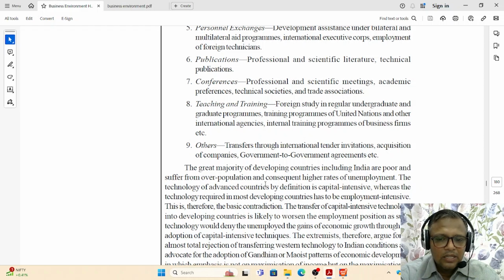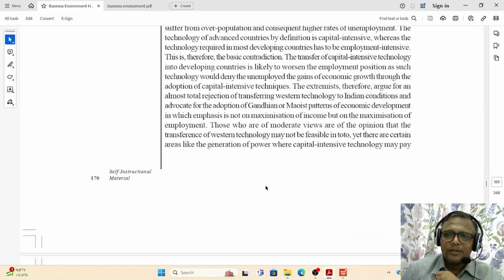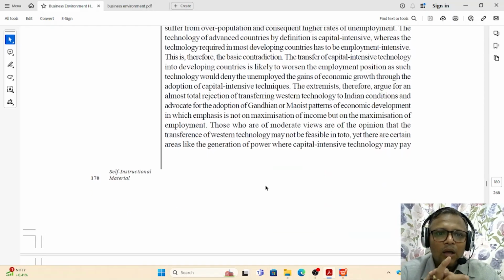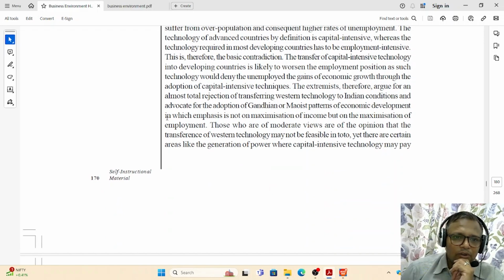The extremists therefore argue for almost total rejection of transferring Western technology to Indian conditions and advocate the adoption of the Gandhian or the Maoist patterns of economic development, in which the emphasis is not on maximization of income but on maximization of employment.